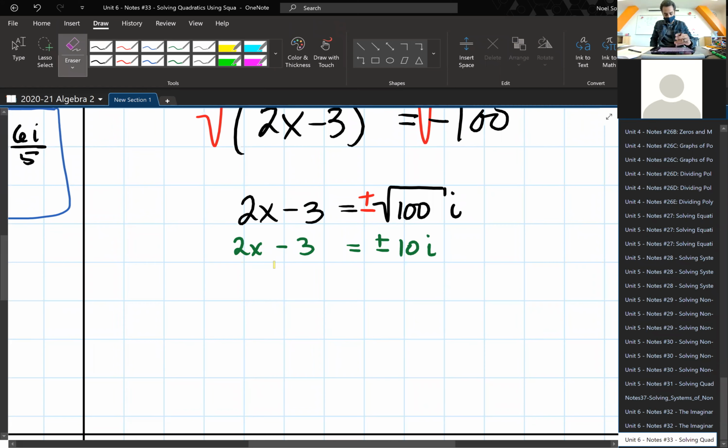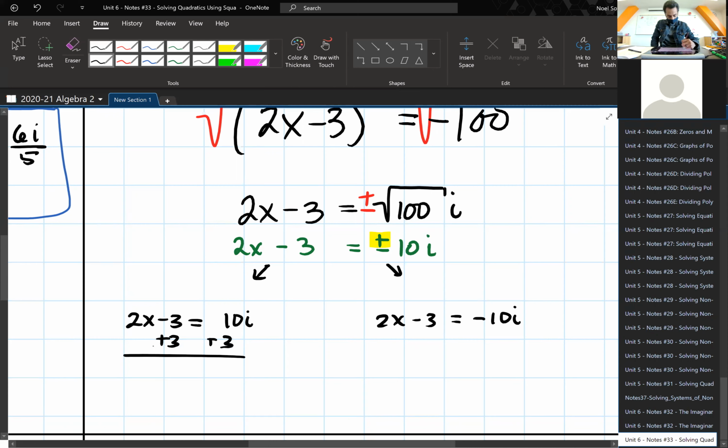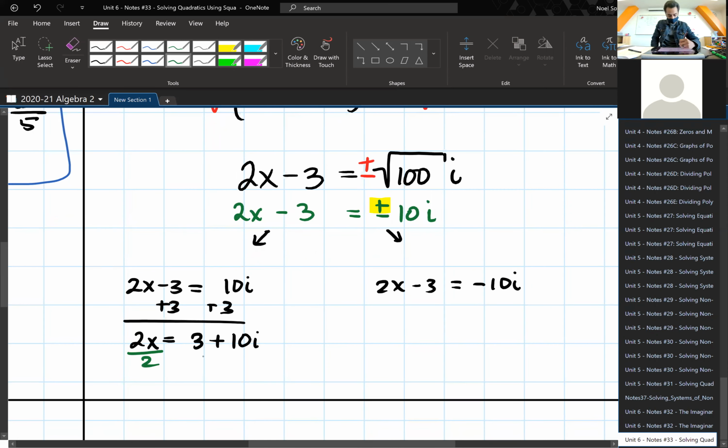Or actually, before we do that, we can always split up our equation. 2x minus 3 is equal to just positive 10i. And then the other one would be 2x minus 3 equal to negative 10i. We would add 3 to both. So we get 2x is equal to 3 plus 10i. And then we would have to divide both sides by 2.